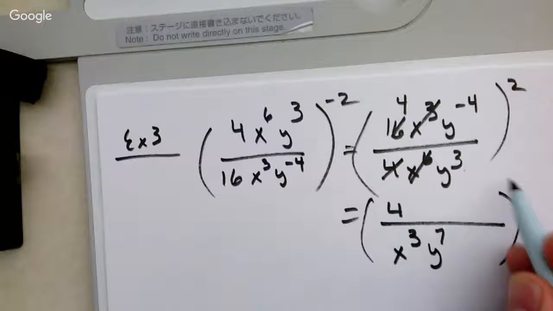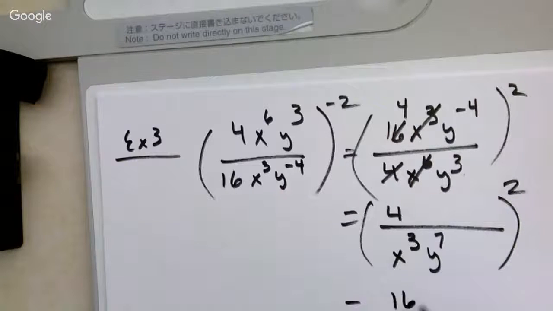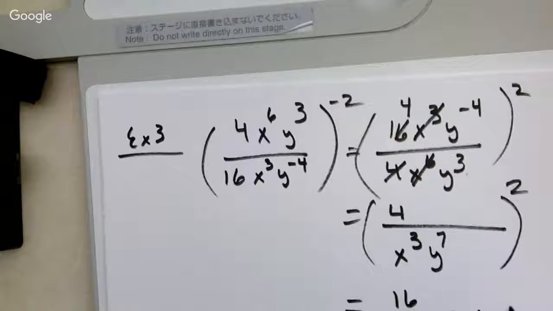Don't forget, we've got to square it. That's our last step here. Then we square everything. 4 squared is 16. X to the 3rd squared is x to the 6th. Y to the 7th squared is y to the 14th. There we go.